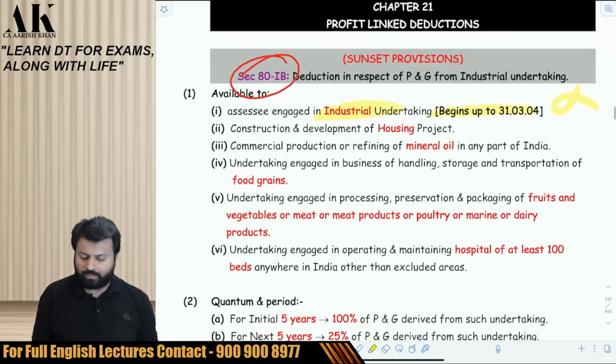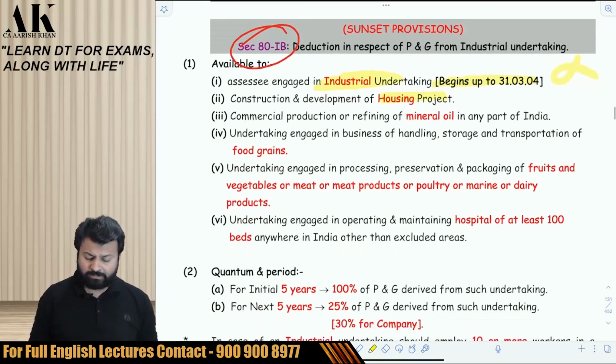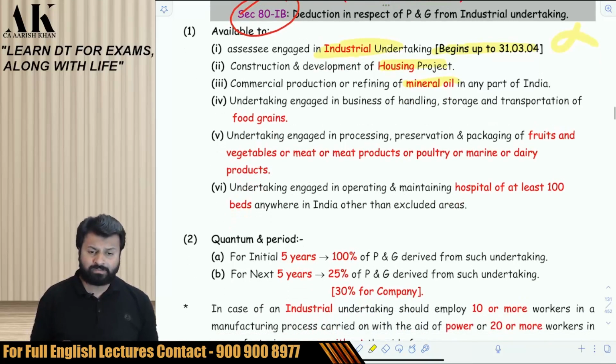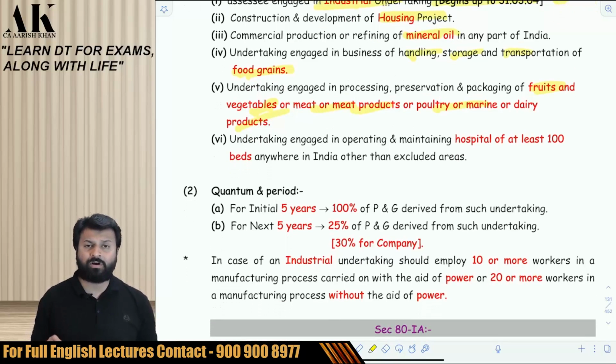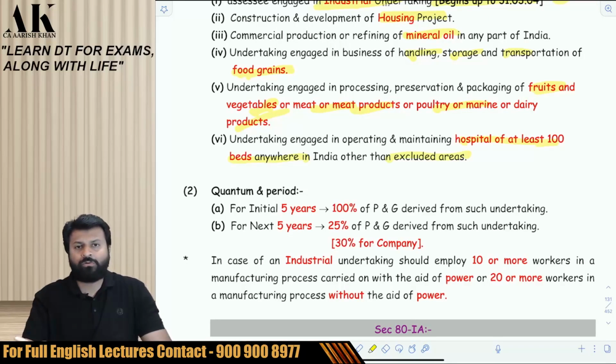Okay. Second, you should be engaged in construction and development of a housing project, or in production or refining of mineral oil in any part of India, or in the food grain business like handling, storage, transportation, or in the business of packaging, preservation or processing of fruits, vegetables, meat or meat products, poultry, dairy, marine products. Or you should be engaged in the business of a hospital of at least 100 beds anywhere in India, excluding certain areas. So these are certain businesses which you have to remember.